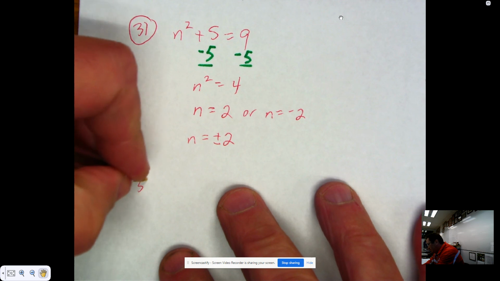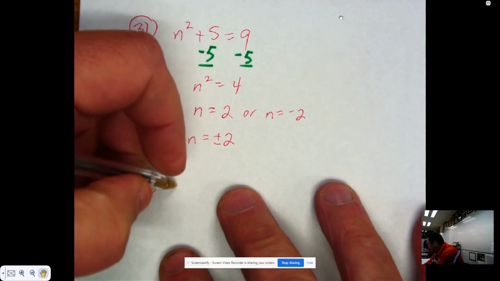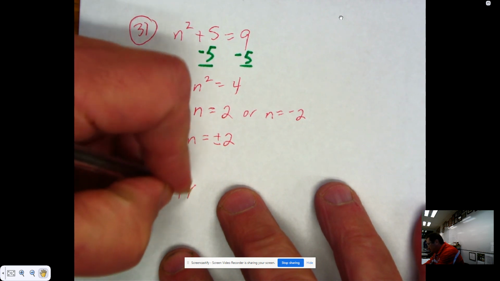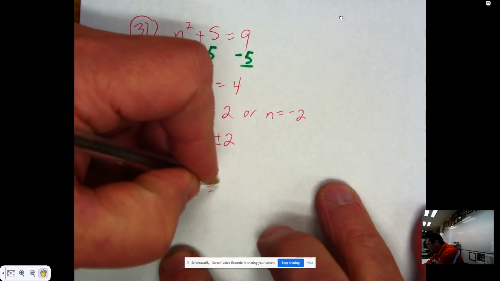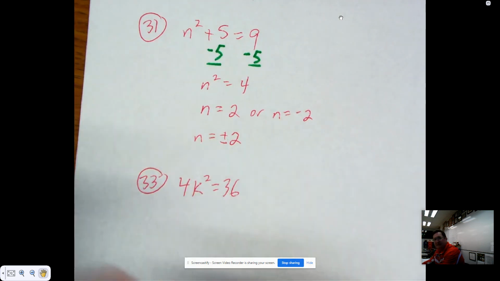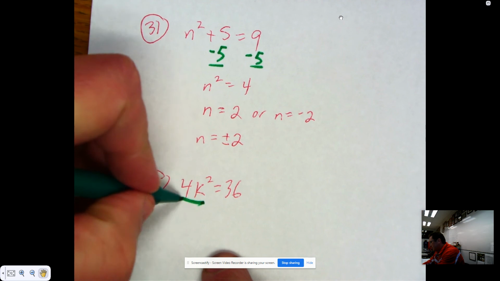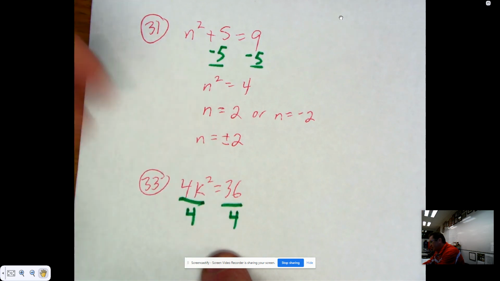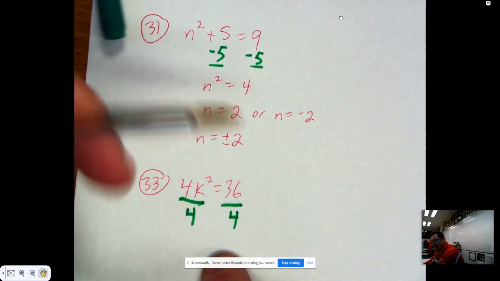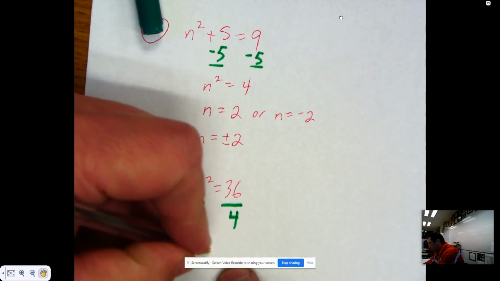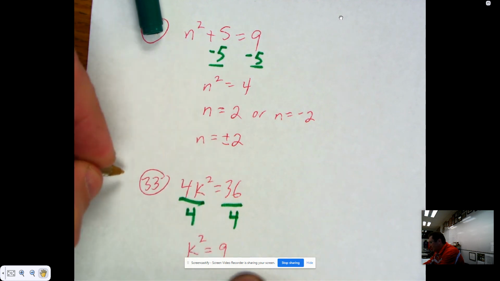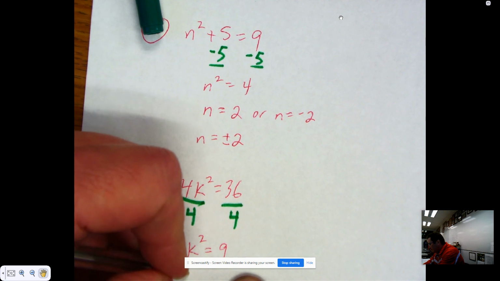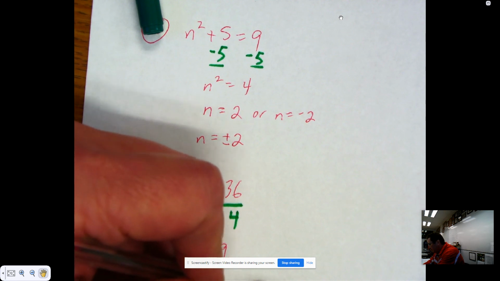Number 33, we didn't actually do one quite like this the other day, but we can now. 33 says 4k squared equals 36. Now we just want it to be k squared. So we're going to divide both sides by 4 to begin with. And we have k squared equals 9. Then we can take the square root of both sides to find that k is plus or minus 3.